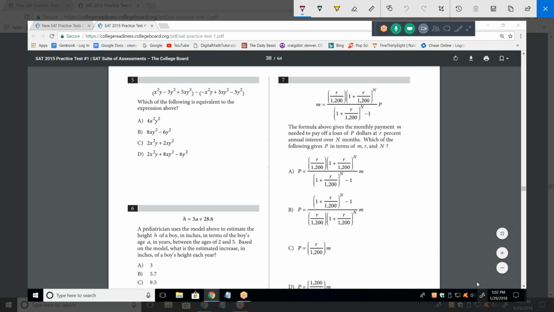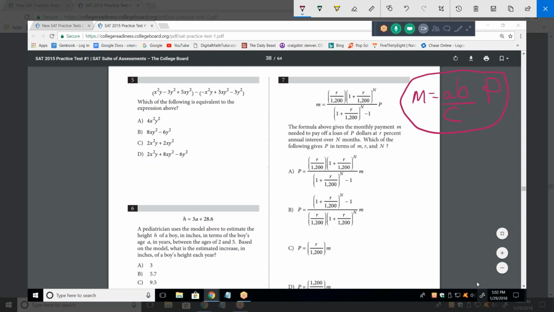Okay. So let me give you a hint. What if I told you that m equals a times b divided by c times p? Okay? And I said solve for p. What would you do? How do you solve that equation for p?